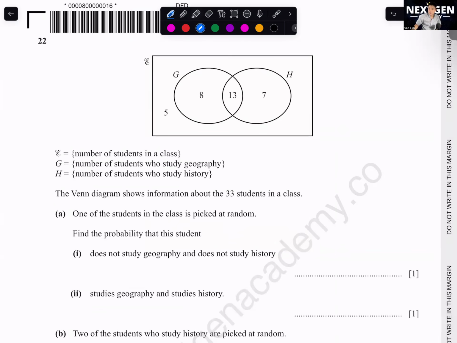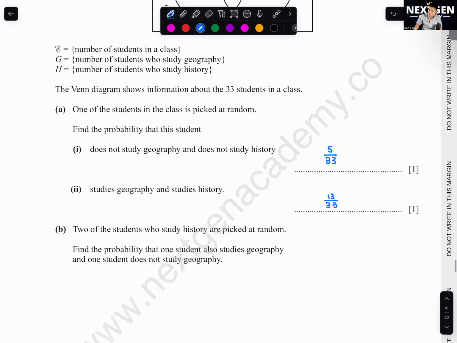Question 22. Probability and Venn diagram. Number of students in a class. G is geography, H is history. The Venn diagram shows info about 33 students in a class. One of the students is picked at random. Find the probability that the student does not study geography and does not study history. These few students that are outside, there are 5 of them out of 33. Studies geography and history will be these 13 students. So 13 over 33.